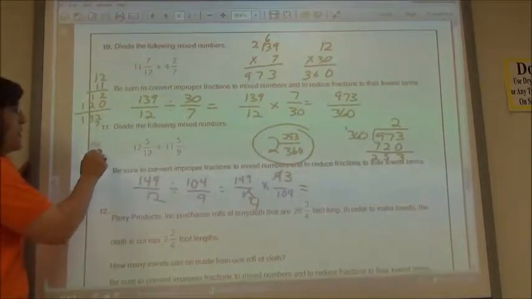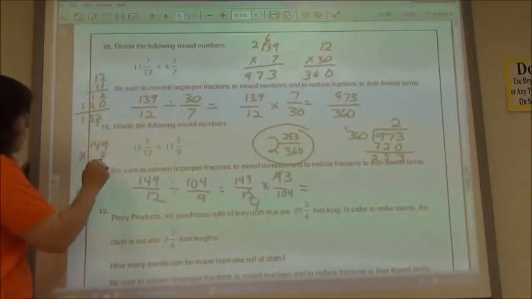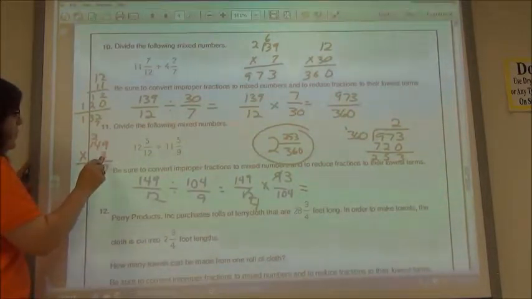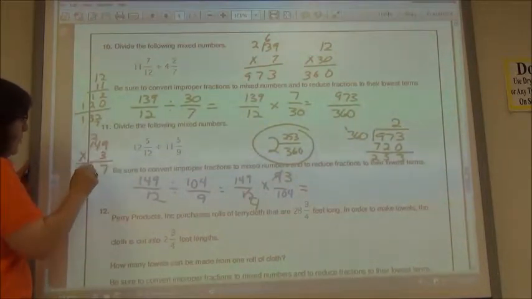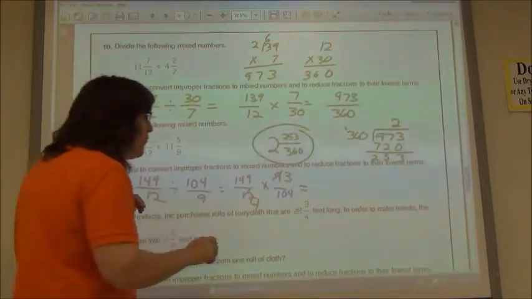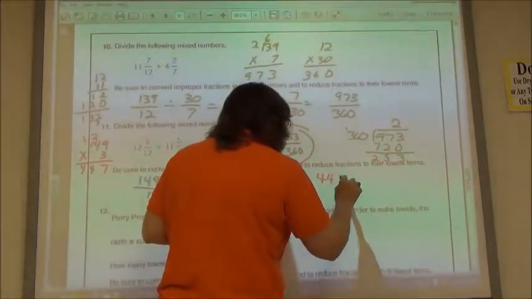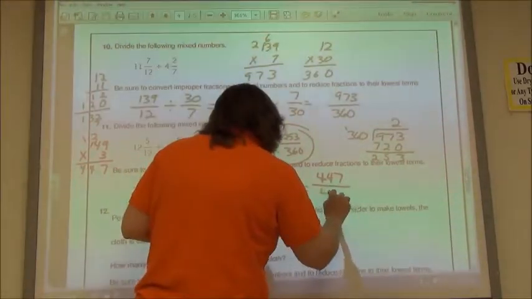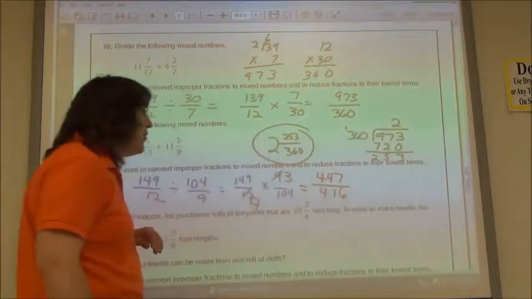So 149 times 3. 9 times 3 is 27. 3 times 4 is 12, 13, 14. 3 plus 1 is 4, so 447. And then 104 times 4, we get 416. If I do that quick in my head.